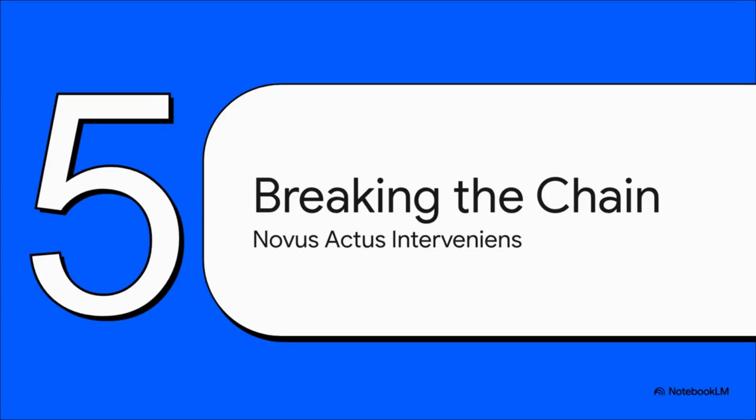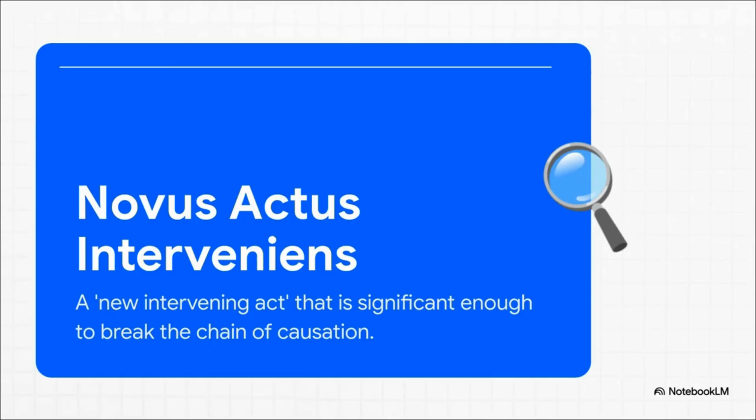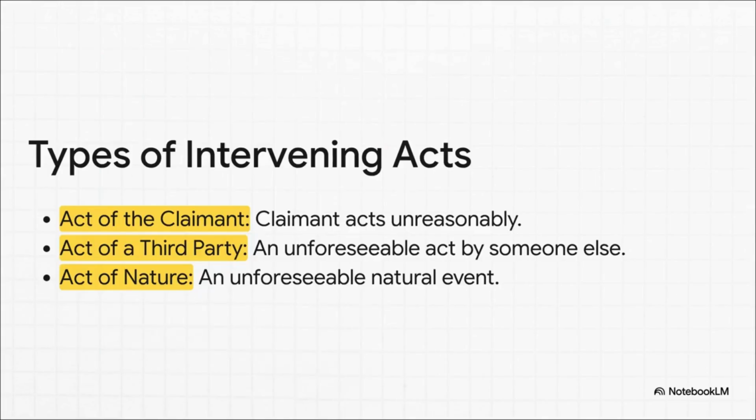So we've built this chain of causation, but can anything actually break it? Yes, and that brings us to the concept of a new intervening act, or if you want the fancy Latin, novus actus interveniens. This is basically an event that's so new and so significant that it just completely snaps the chain of causation. It comes along after the defendant's initial negligence and becomes the real cause of the final damage, letting the original defendant off the hook for anything that happens after. And there are generally 3 ways this can happen. It could be an act of the claimants, an act of a third party, or a totally unforeseeable natural event.